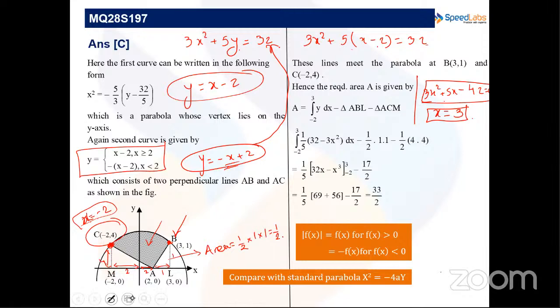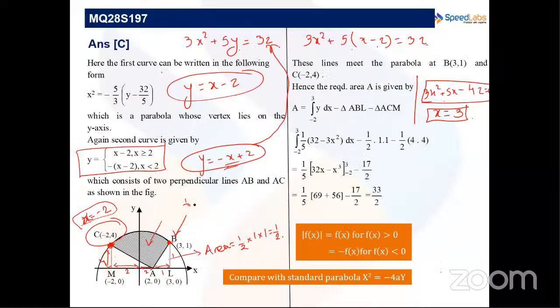So we have this area, and this length is 2, this length is 2, and this is 4. So for this triangle, it will be half base into height. So that will be 8. So these two areas we have found out, and this value we can find easily by integration. So 1 by 5 will be out, 32, integrating 32x minus 3x square, on integrating it will be 3x cube by 3, so x cube, and then putting the limits. So on solving, you will get the area equals to 33 by 2.